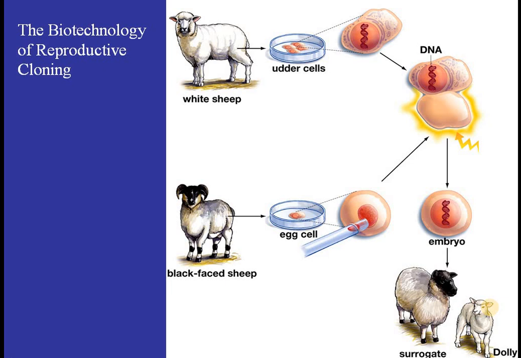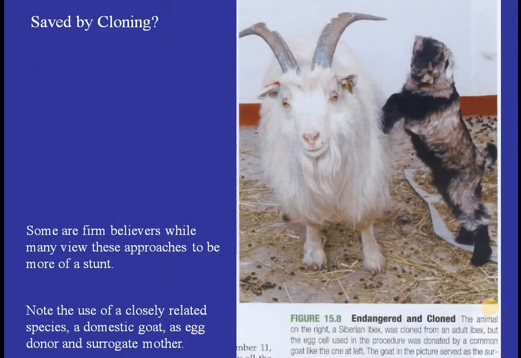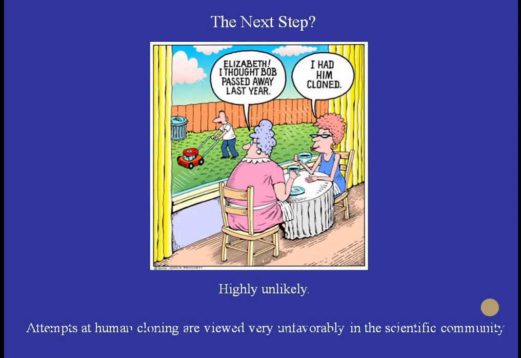Okay, Dolly was the first transgenic animal. It is important for NIPER because they have asked two to three times a question on this first transgenic animal. So Dolly is the first. Some people are firm believers of DNA technology, while other people consider it a stunt. But it is not like that. Attempts have also been made to clone humans, but it is highly unlikely. It is unfavorable in our profession and scientific community.